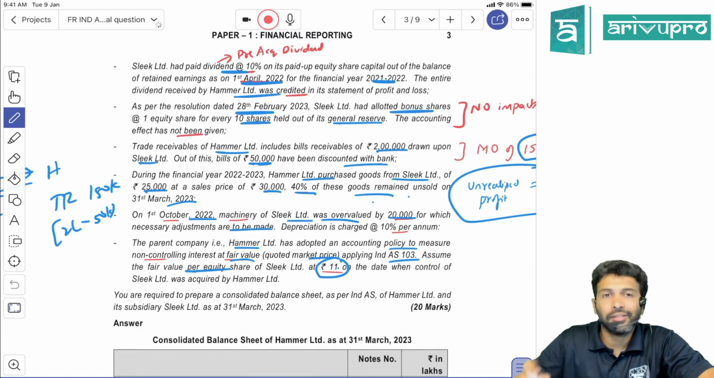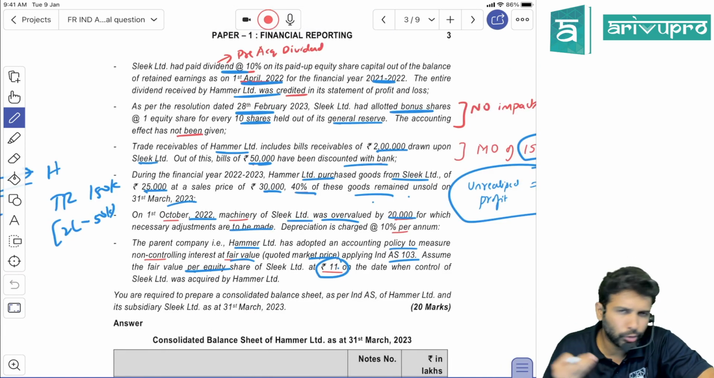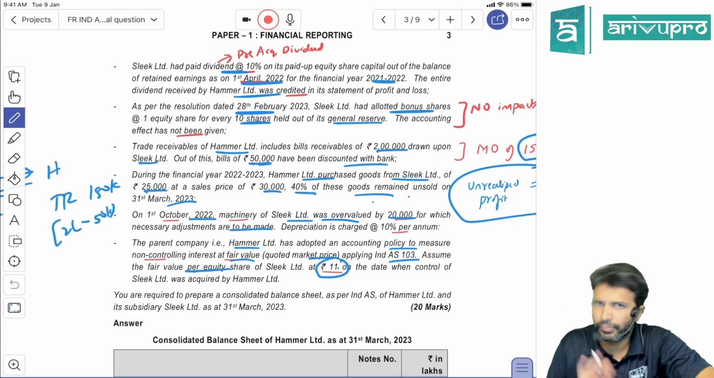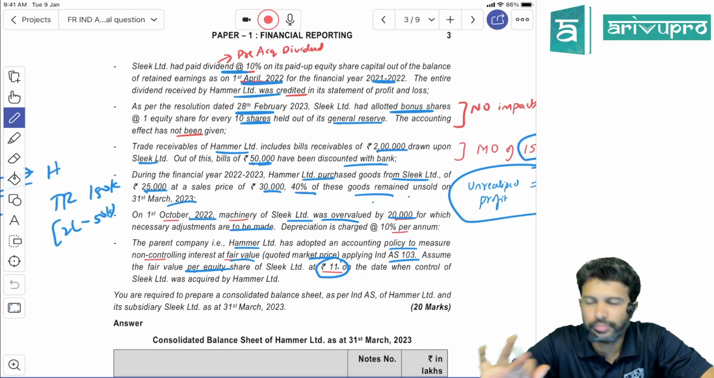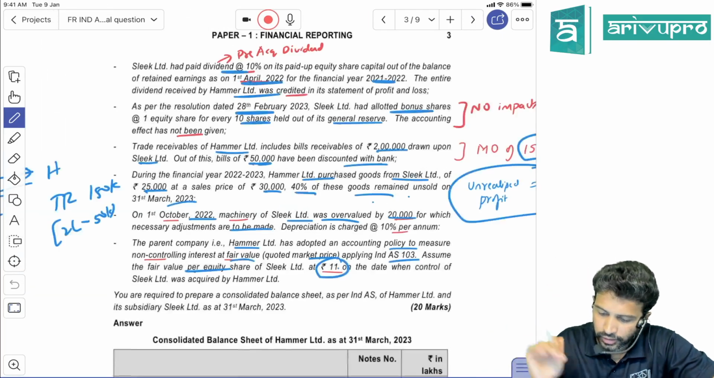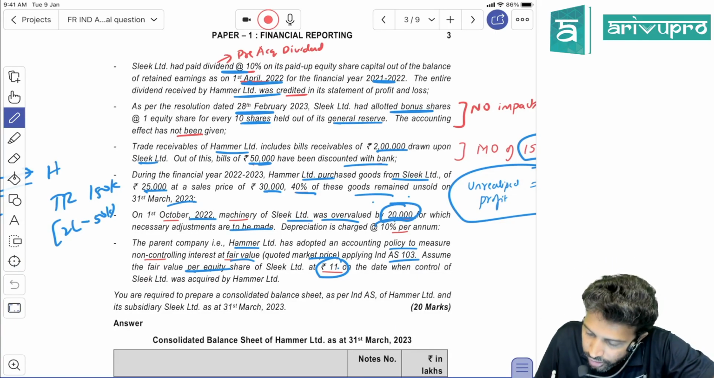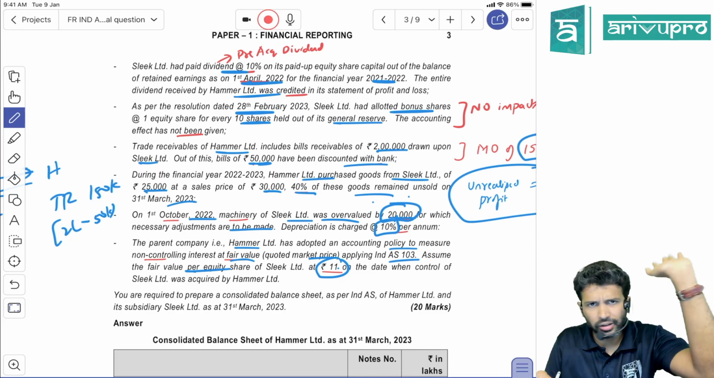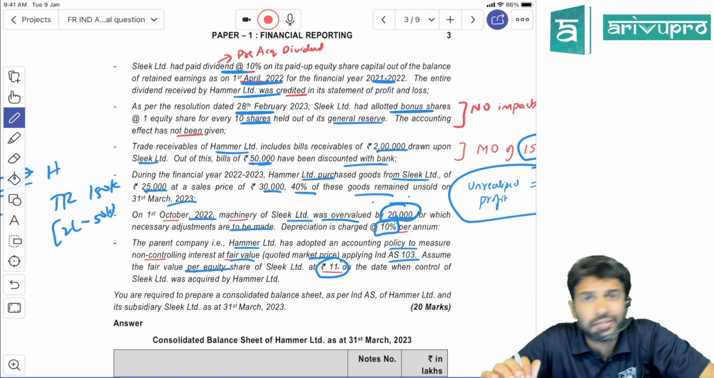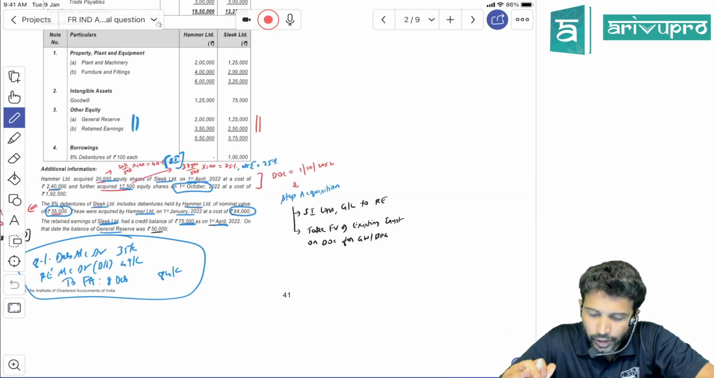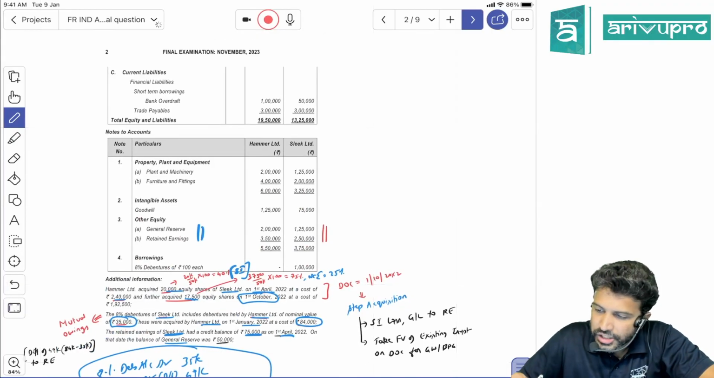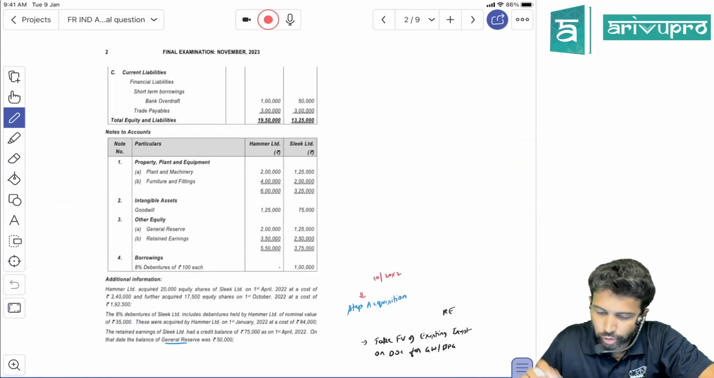Now, going back, first I'll tell you what ICAI has done. In my view, there is a small problem over here. But anyways, I'll tell you what to do for exam also. Now, is there any fair value adjustment? Yes, there is a fair value decrease by 20,000. What's the depreciation rate? 10%. 10% is already charged because we are preparing consolidated financial statement at the end of the year. Now come back. Which PPE is that? Machinery.